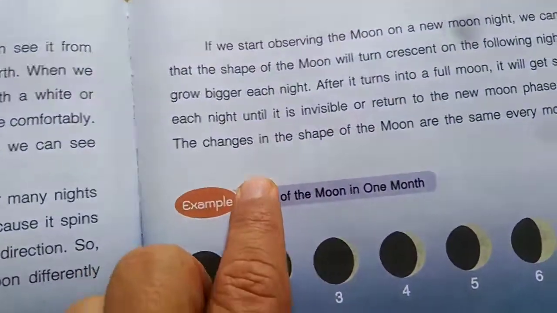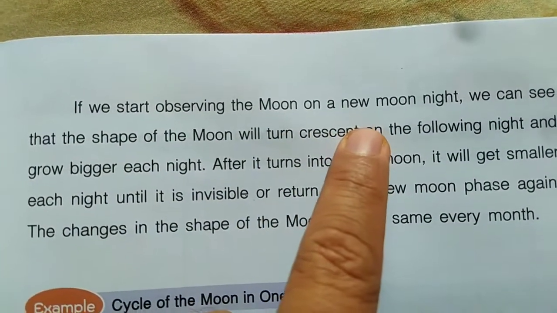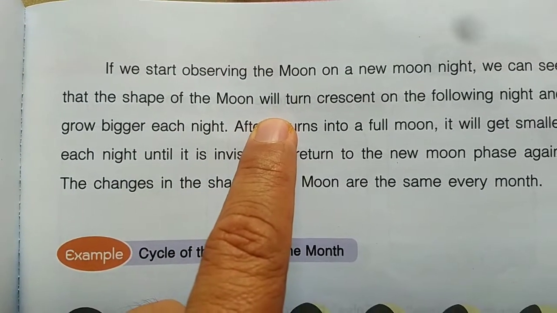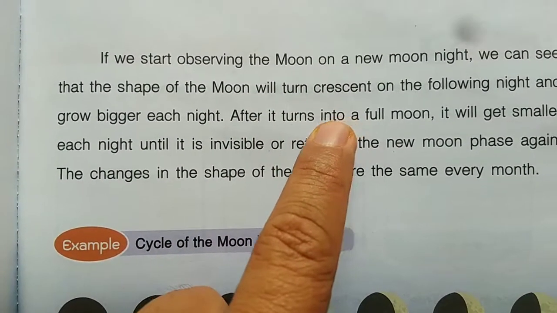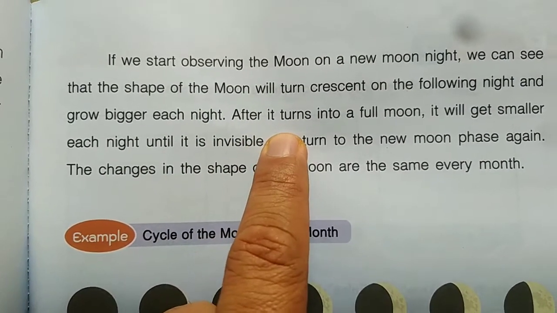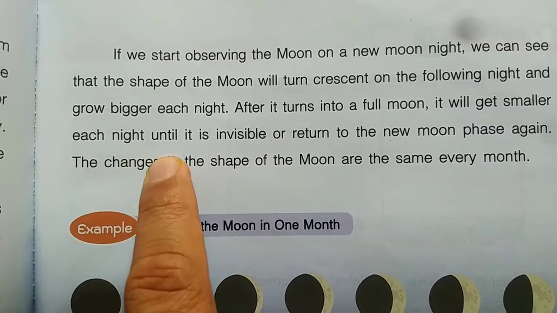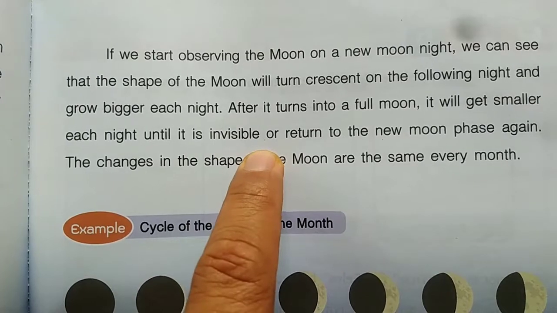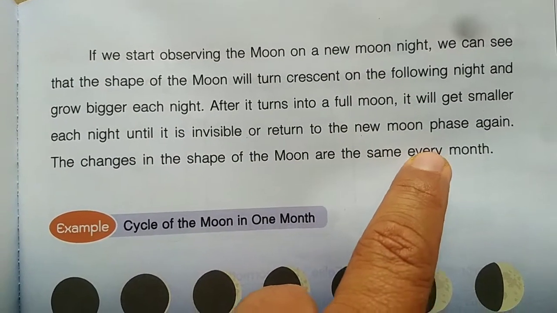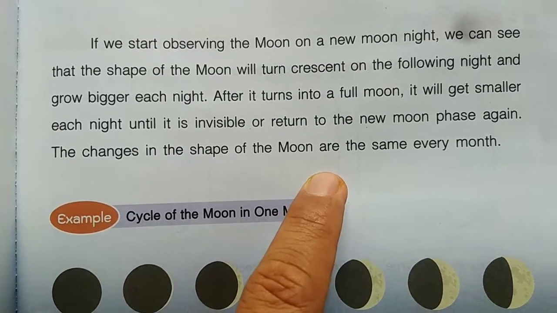And so, if we start observing the moon on a new moon night, we can see that the shape of the moon will turn crescent on the following night and grow bigger each night. After it turns into a full moon, it will get smaller each night until it is invisible. Invisible, you cannot see anymore. Or it returns to the new moon phase again. The changes in the shape of the moon are the same every month.